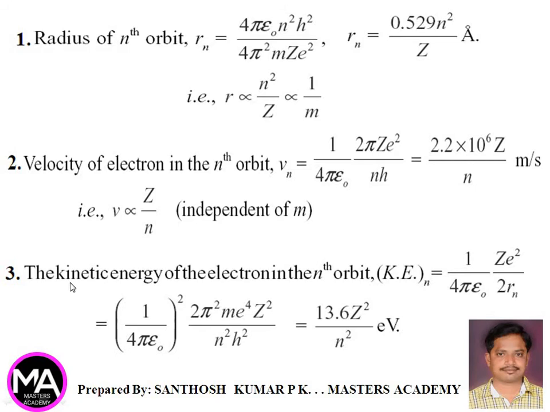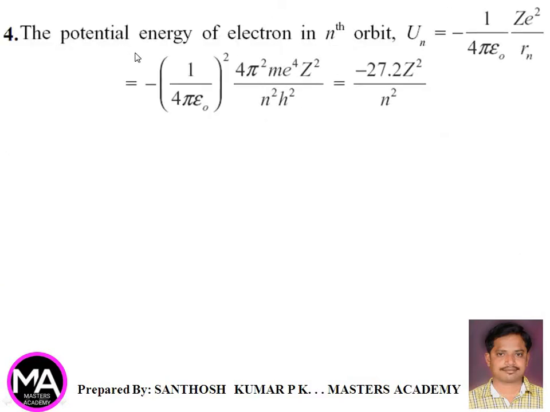Next formula, the kinetic energy of the electron in the nth orbit is kinetic energy equal to 13.6 into Z square by n square. Here also the kinetic energy is directly dependent on the square of the atomic number, and inversely dependent on the square of the number of the orbit.